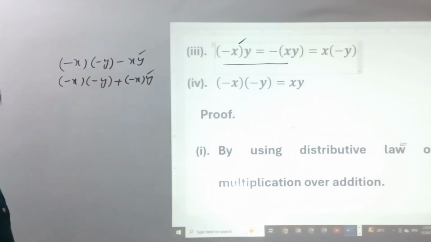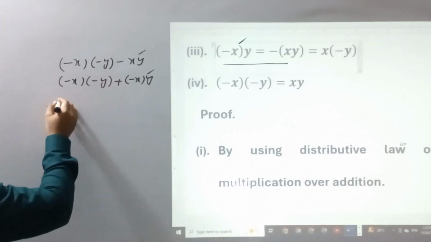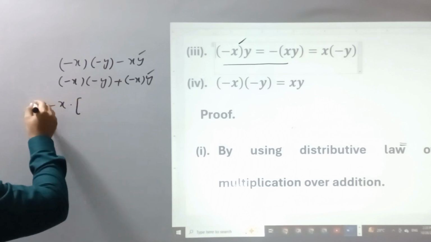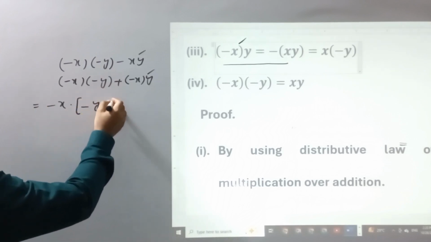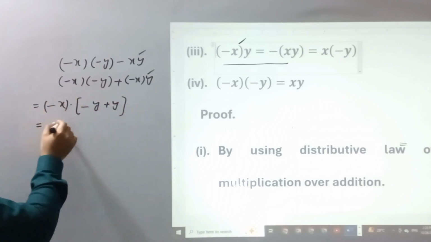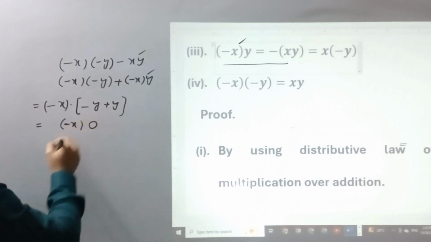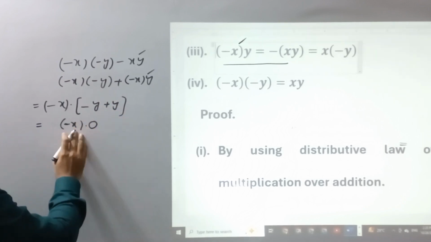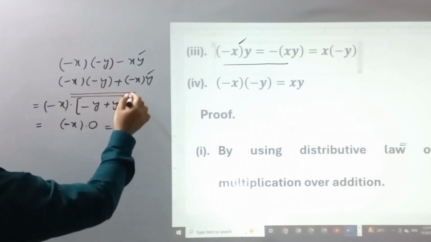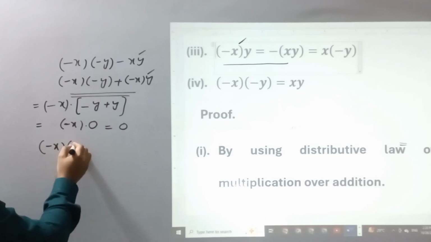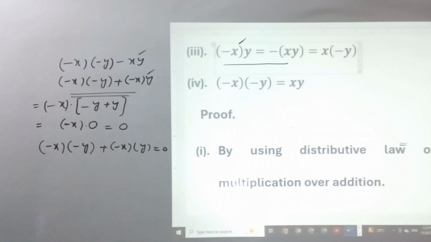So we apply here the left distributive law of multiplication over addition. By taking minus x as common, this will become minus x into minus y plus y. Minus y plus y is equal to 0. 0 into minus x is equal to 0. So the total sum is equal to 0 here: minus x into minus y plus minus x into y equals 0.